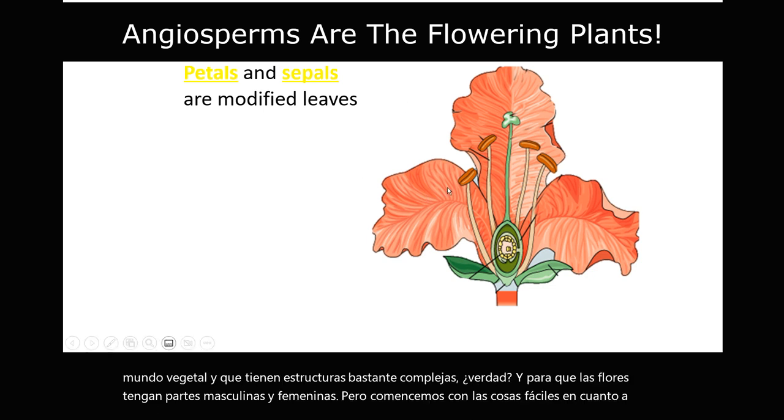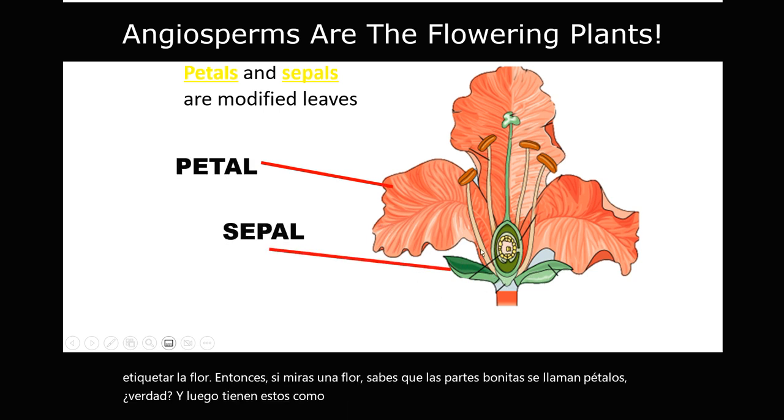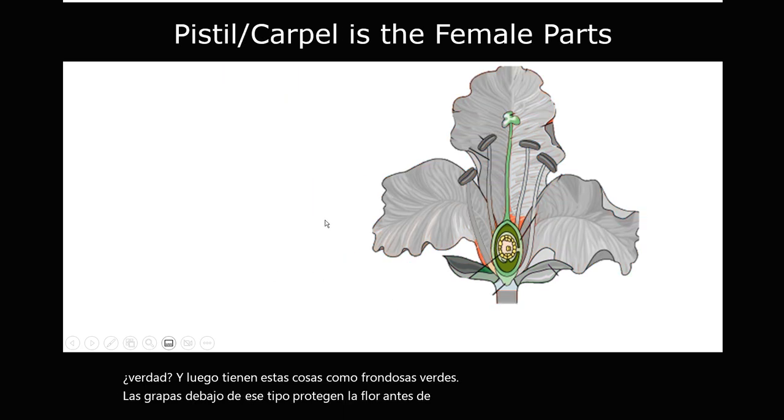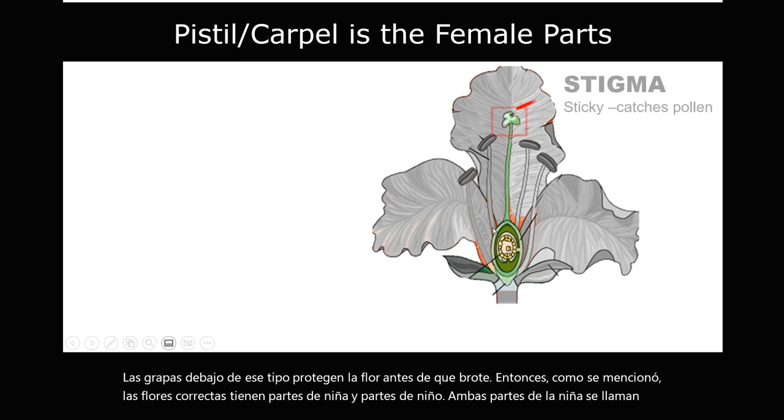So if you look at a flower, you know that the pretty parts are called the petals, right? And then they have these leafy green things, the sepals, underneath that kind of protect the flower before it buds. So as mentioned, flowers have girl parts and boy parts both. The girl parts are called the pistil or the carpel, and it has really 4 parts.